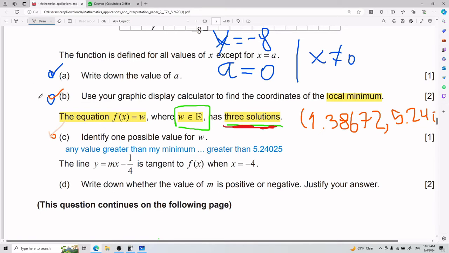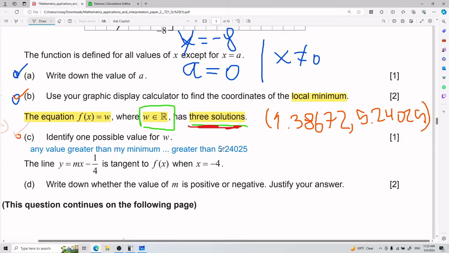And notice how for part C we needed something from part B. So the minimum was relevant because that 5.24025 came from part B. See? All right, let's keep going.